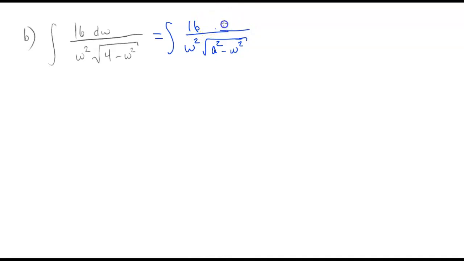And we know whenever we see square root of some number squared minus a variable squared there, that we have a choice into either saying, in this case, letting w equal a times cosine theta, or we can say let w equal a times sine theta. Okay. What I'm going to do is I'm going to choose using w is equal to a times sine theta for this one.